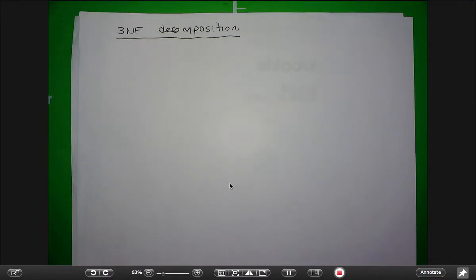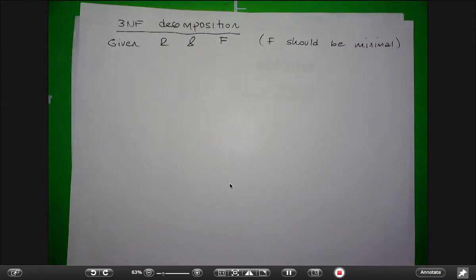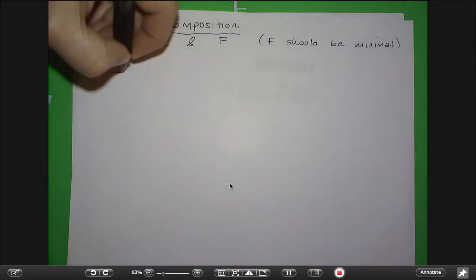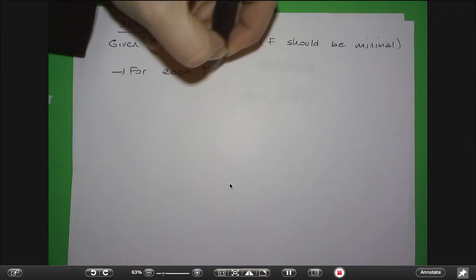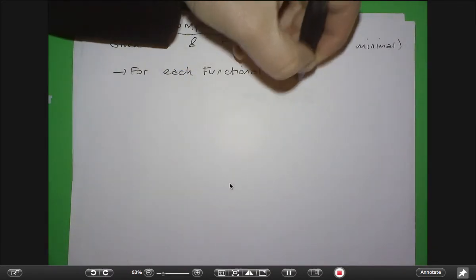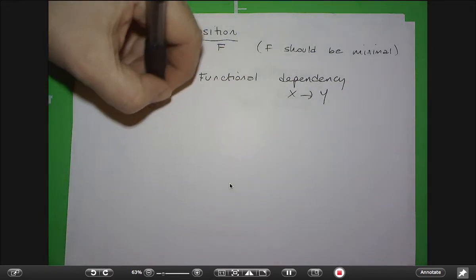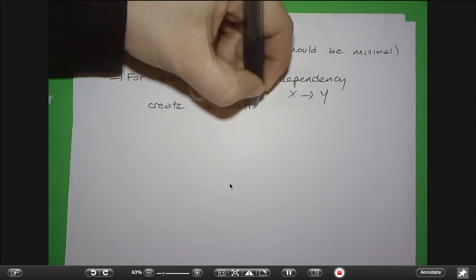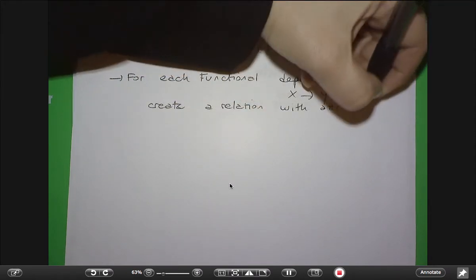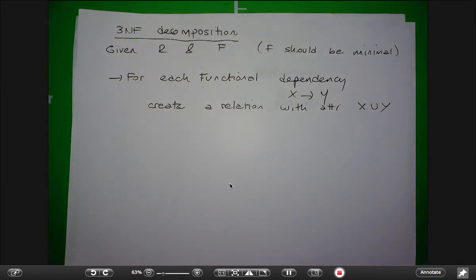So basically, suppose you have a set of F, but F has to be, in both cases, a minimal basis, right? So F should be minimal. This is true for BCNF too. Okay. Basically, it's very simple. Take every functional dependency like this, create a new relation. It's that simple, okay?